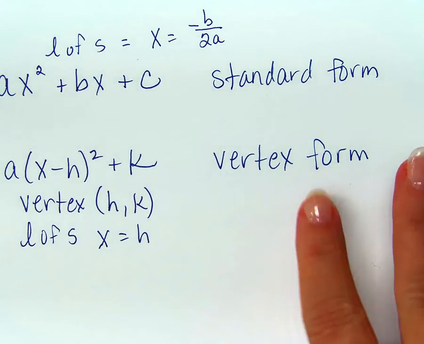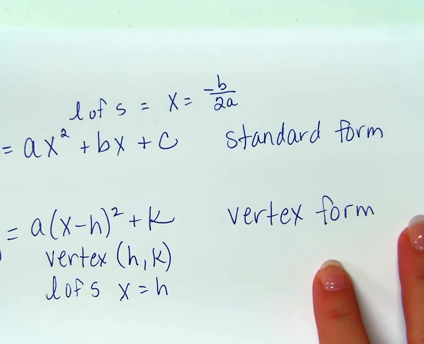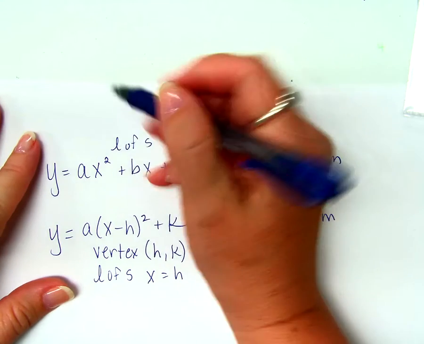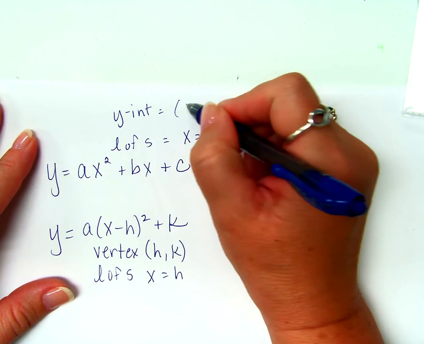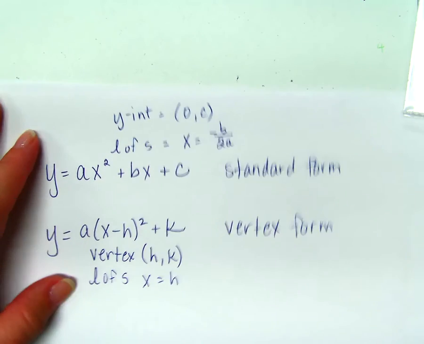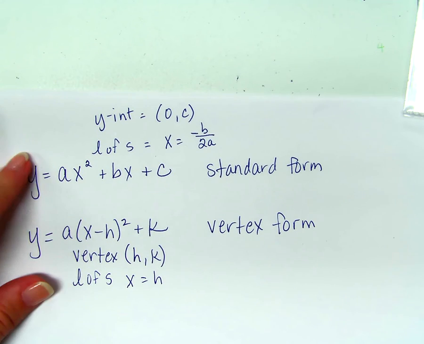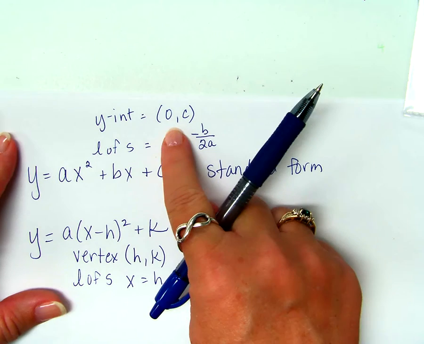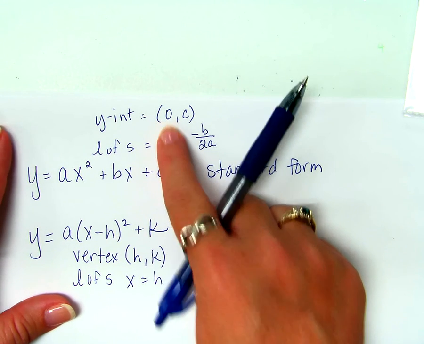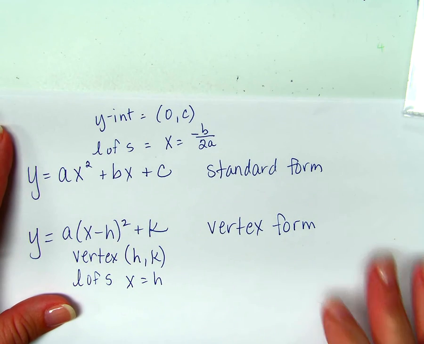Okay? So let's go back to our notes. Oh yeah, that's right. So the y-intercept looks like 0c. Why is it 0c and not c0 or something like that? Yeah, this is a y-intercept. X is always 0 on a y-intercept, isn't it? Good.